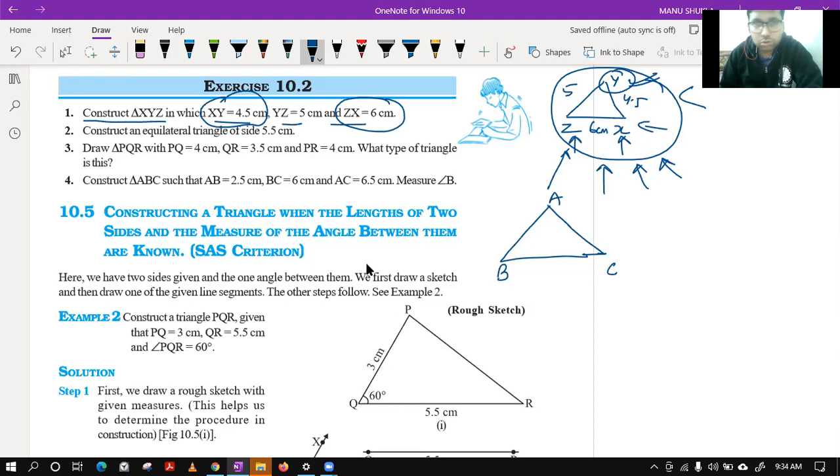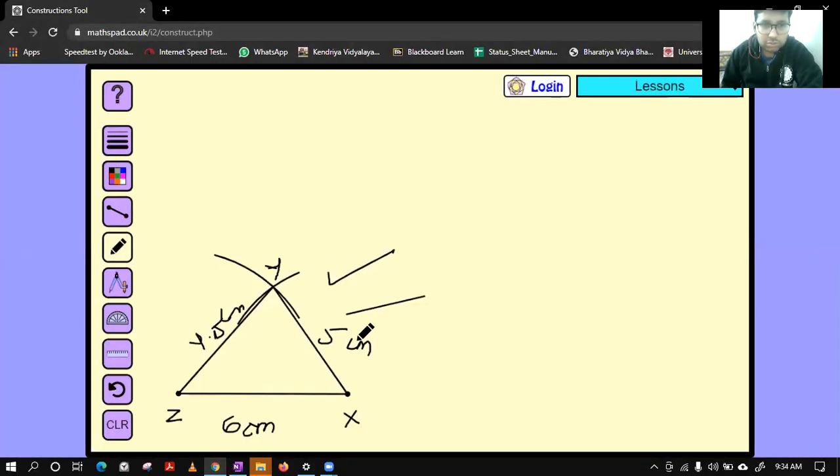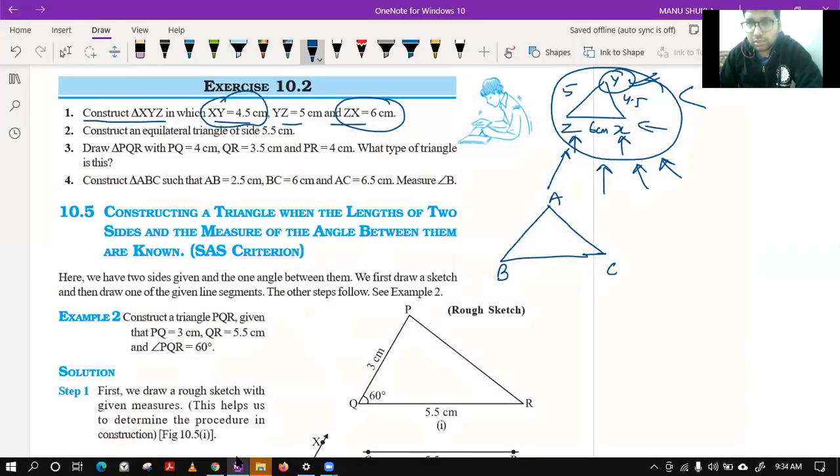Sir, you marked wrong. Acha, XY is 4.5. Okay, sorry. XY is 4.5. This is 4.5 and this is 5. Sorry. Thank you for telling.